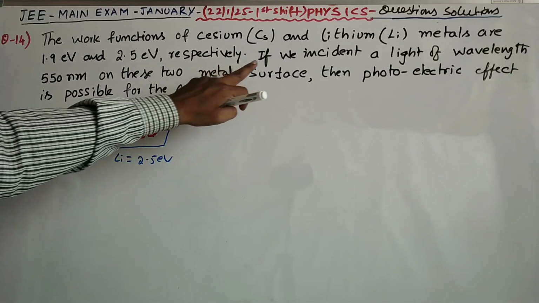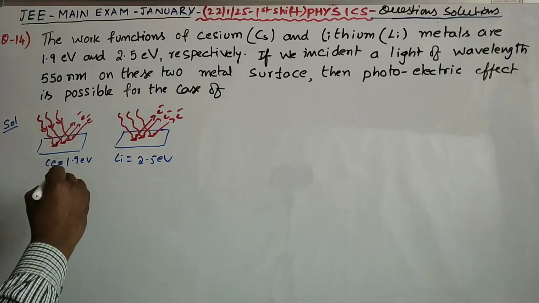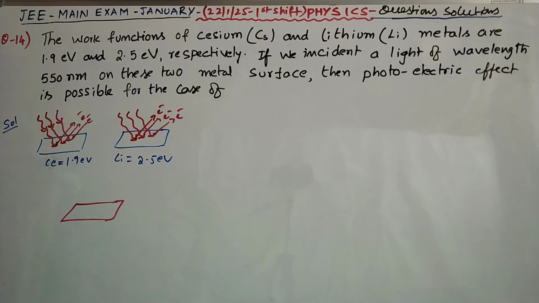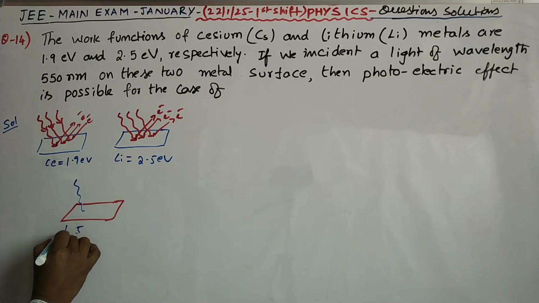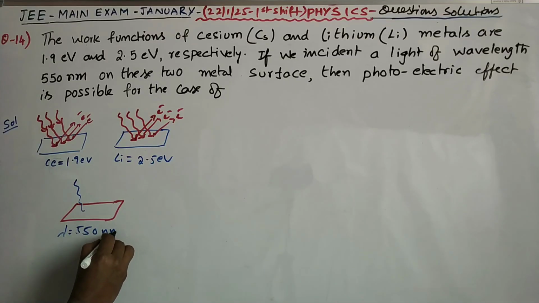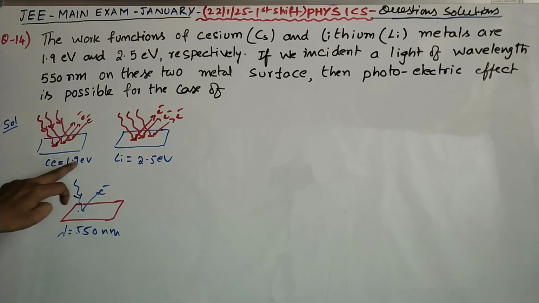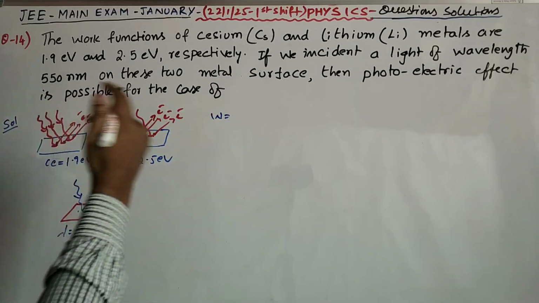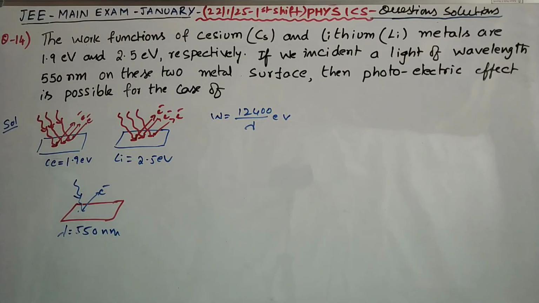But here, if we incident a light of wavelength 550 nanometer, that means you are allowed to incident it individually or separately on these two metal plates, lambda is equal to 550 nanometer. Then photoelectrons are ejected either from cesium or lithium or both. This is what is being asked. You have a direct formula for this question. The work function in terms of electron volt is 12,400 by lambda electron volt.